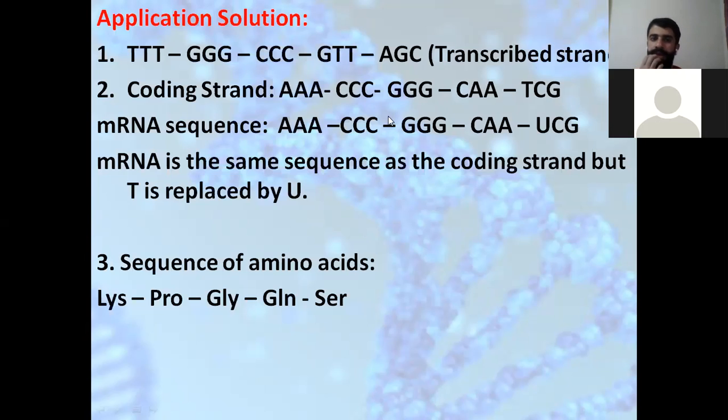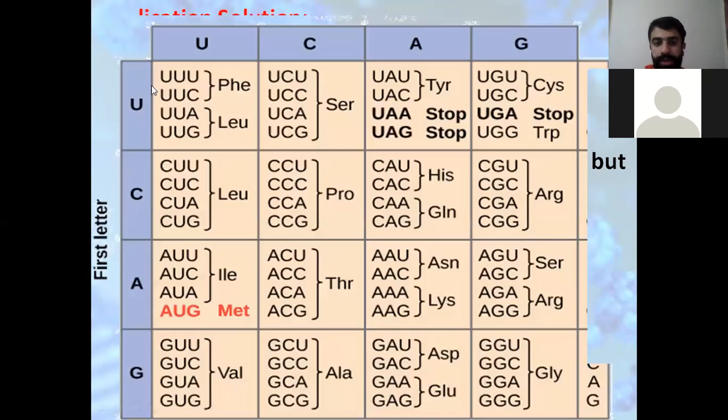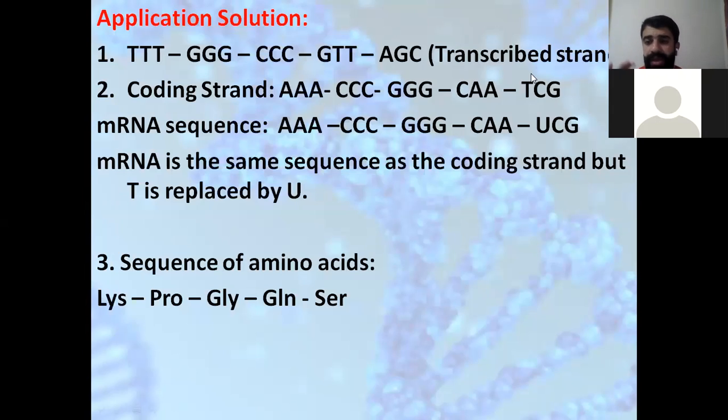mRNA sequence, as I said, is identical to the non-transcribed, the non-template, the coding strand. So this is the coding one. It should be identical, but the T is replaced by U. So A, C, G, CAA. We don't have T. Here we have T in this code, and the last one, T, C, G. C and G are the same. T is replaced by U.